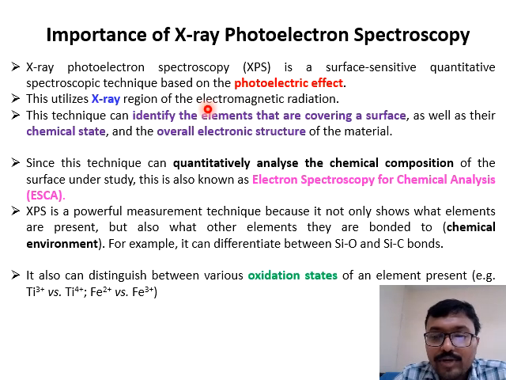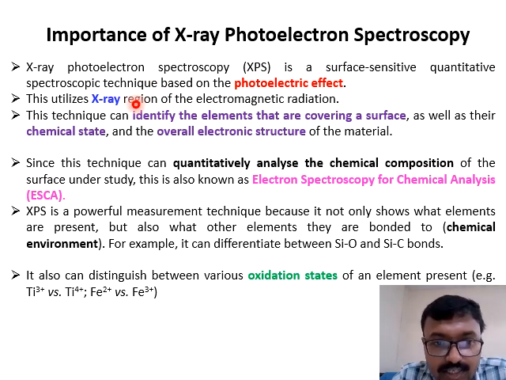Now, why do we have to know about XPS? What is the importance? XPS, as I already told, is based on photoelectric effect. And we are using X-ray. I told you, high energy electromagnetic radiation. So X-ray is a high energy electromagnetic radiation. Because of that we are using X-ray, and the name is X-ray photoelectron spectroscopy, or XPS.